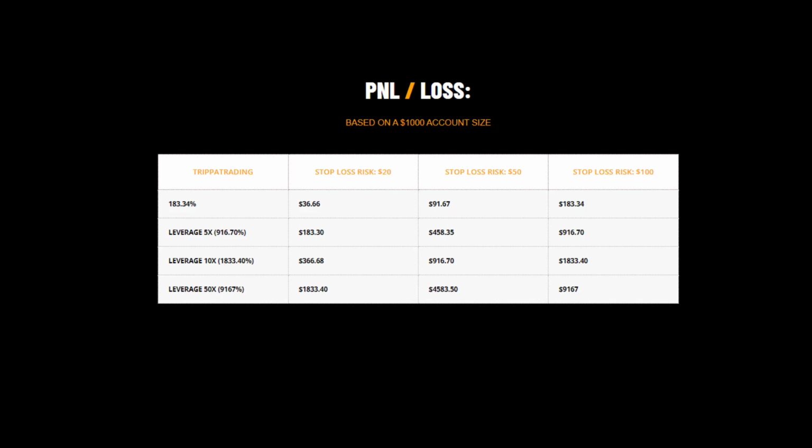I have set up the table for 3 different types of traders. The cautious trader who only wants to risk $20 per position or 2% of the total amount. The average trader who wants to risk $50 per position or 5% of the total amount. And the aggressive trader who wants to risk $100 per position or 10% of the total amount.